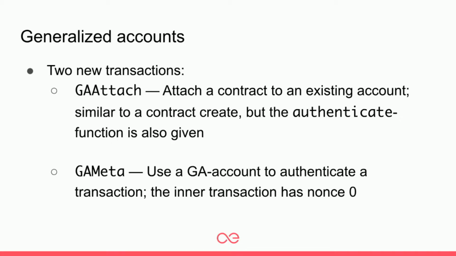So with generalized accounts, we skip the signature. And we actually also skip the nonce on the outer level. But let's return to that later. With generalized accounts, we have added two transactions to the protocol. The first transaction is called attach, or GA attach for generalized account attach. This transaction takes an existing account and attaches a contract to it, and thereby upgrades it to become a generalized account.